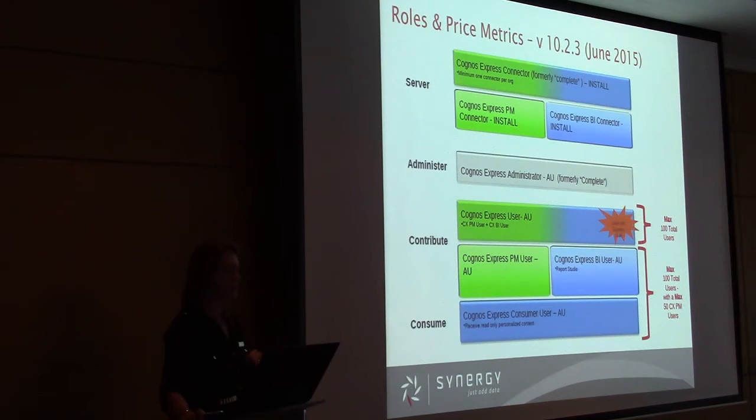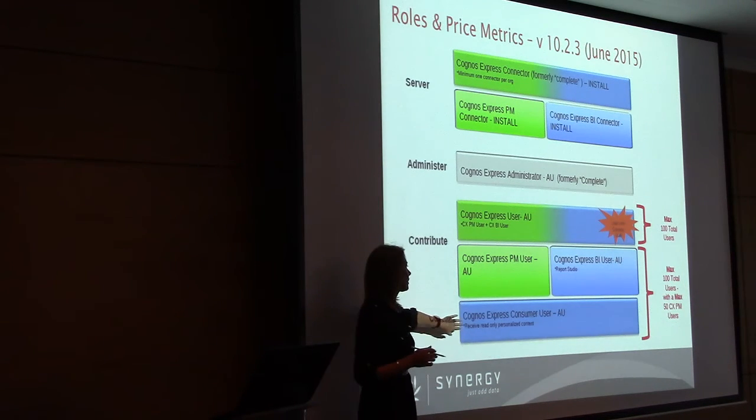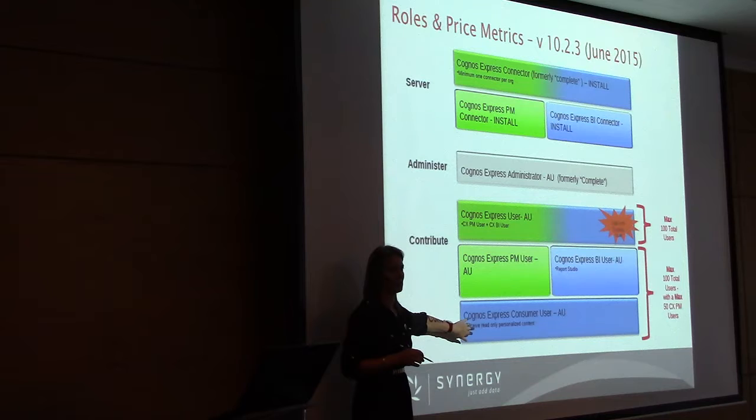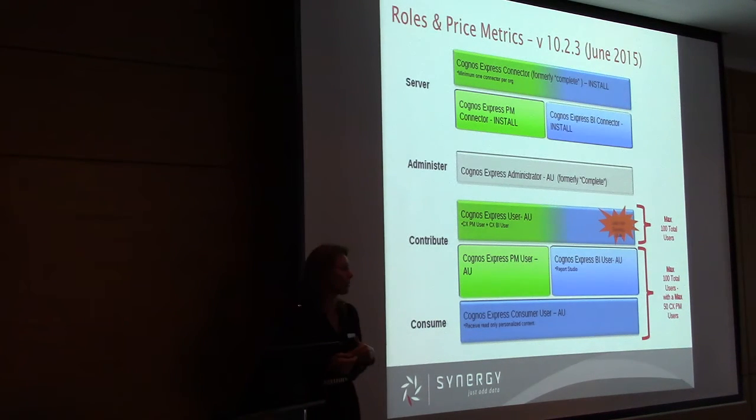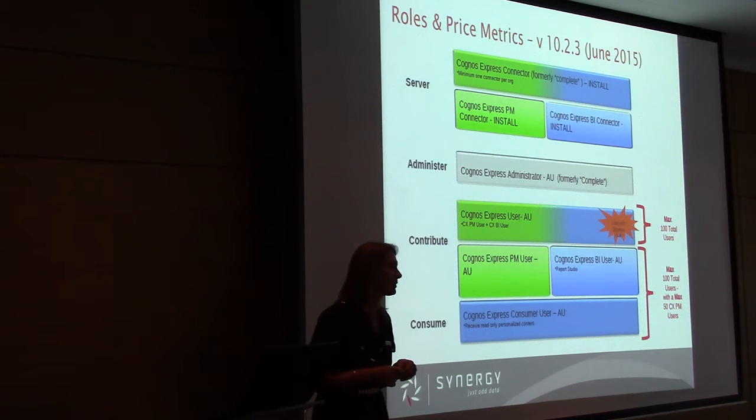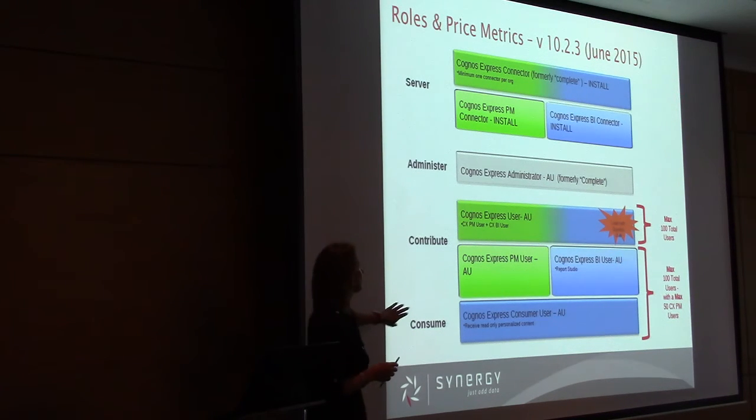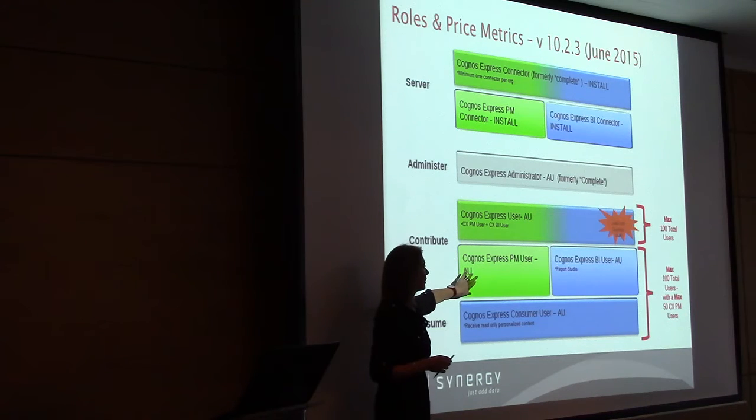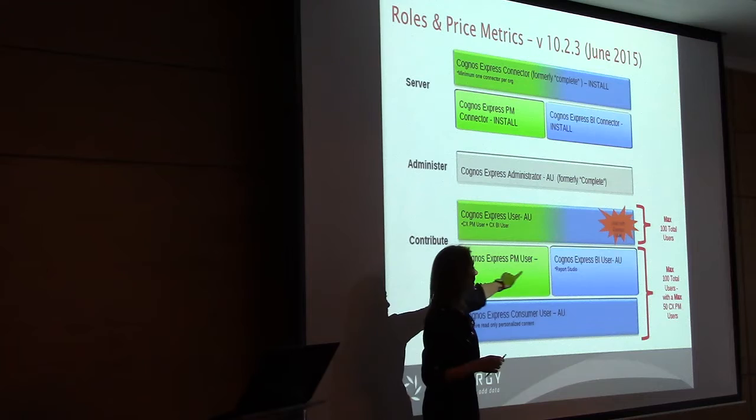Okay. So, here's the interesting thing. None of you guys have Express Consumer licenses. That's a license that can only read information on the TM1 environment, the performance management environment that you've got. Most of you guys have performance management users on this side, and 2 of you have a combination of PM and BI users.